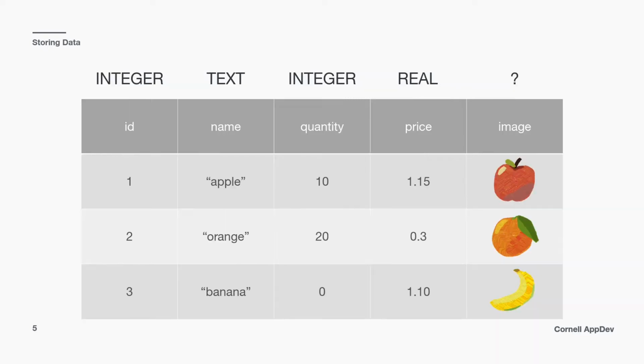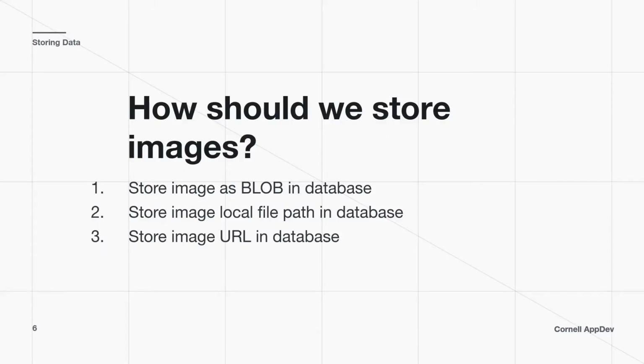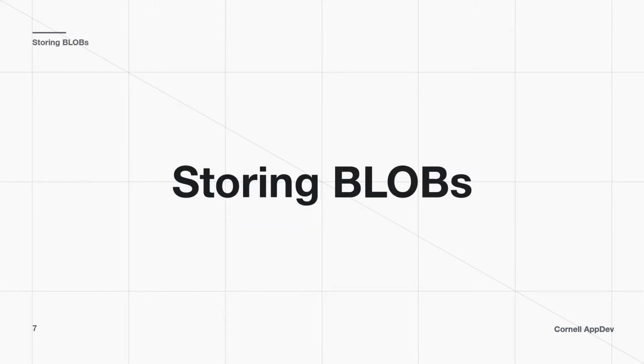But let's say we wanted to add an image to this table. We wanted these cute little images of an apple, an orange, and a banana. How would we store those? So there are three different main ways that we could store images. We could store the images as the blob type in the database. We can store the images as a local file path in the database, or we can store a URL for the image in the database. So let's look first at storing blobs.